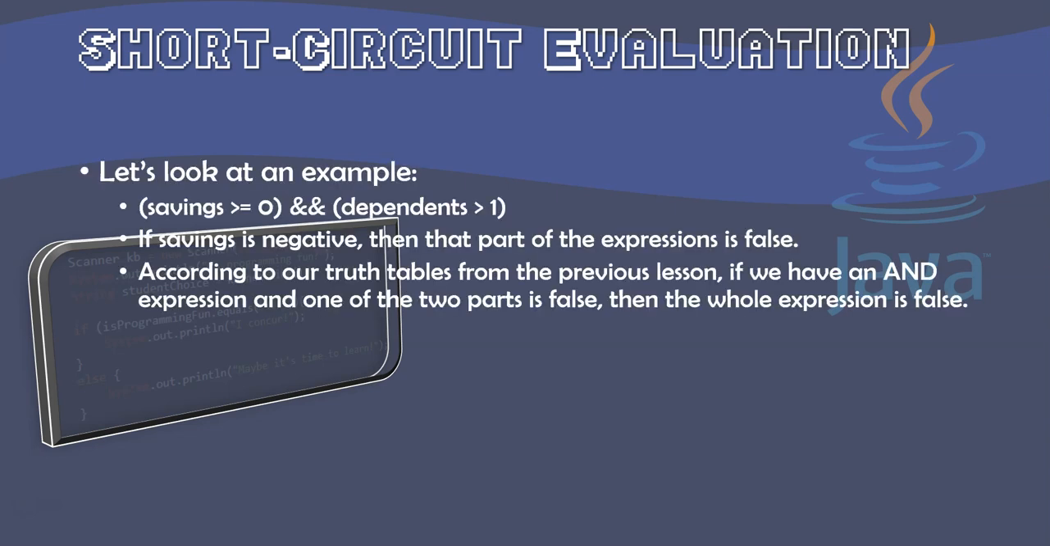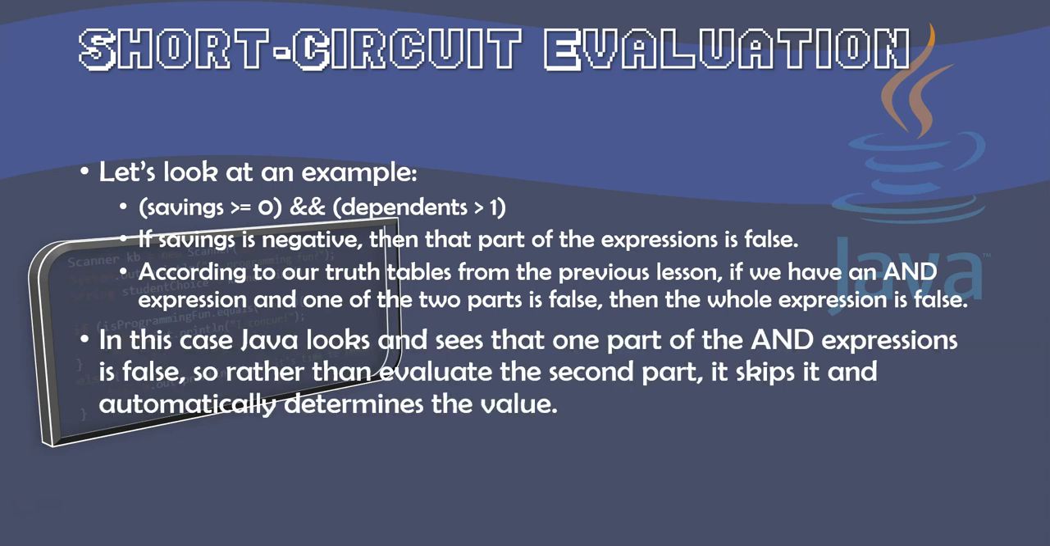So if we look at an example here, I have savings is greater than or equal to 0 and depends is greater than 1. If savings would be negative in this expression, then that part of our expression is false. And if we remember the truth tables, if we have an and expression, which we do here, and one of those two parts is false, then the whole expression can be treated as false.